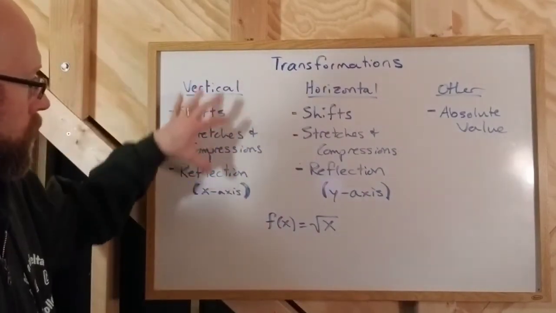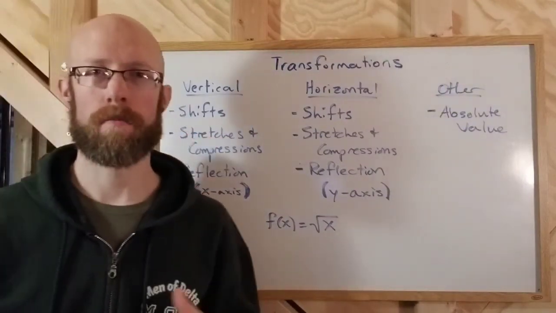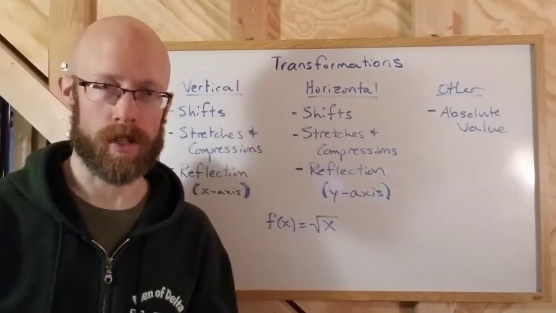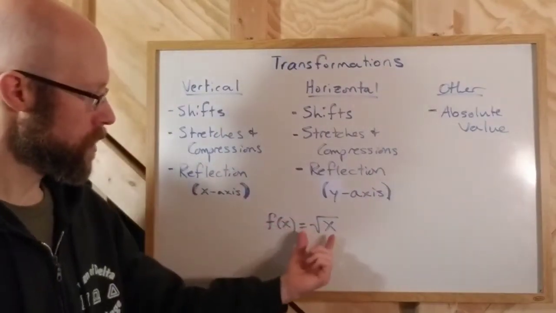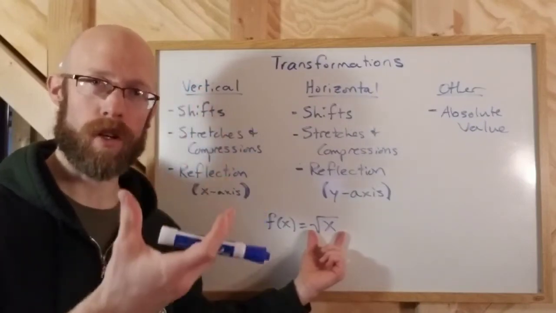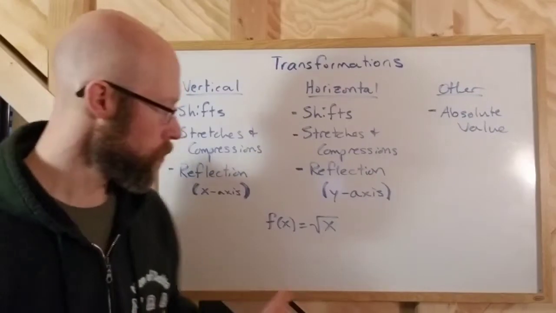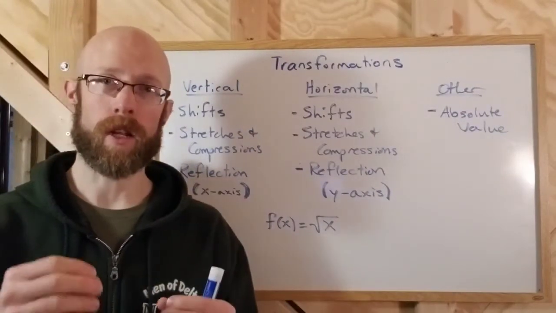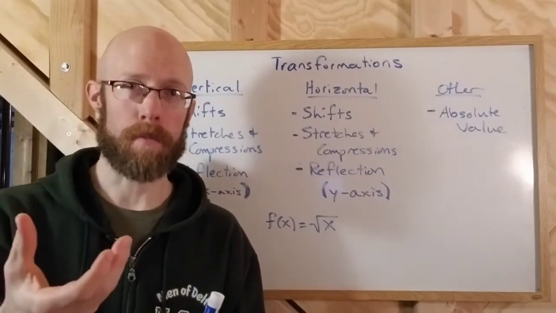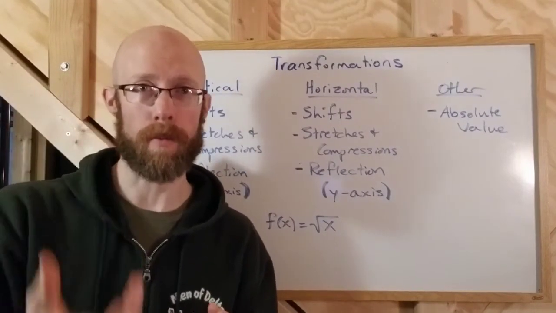Now, vertical transformations occur basically by doing something on the outside. I call it on the outside of a function. Okay, so you're going to take a function's output, and to change something vertically, let's say you wanted to shift the graph vertically. Well, then you would take the function's output and you would add something or subtract something from every output. And that moves every point on the graph the same amount vertically, either up or down.